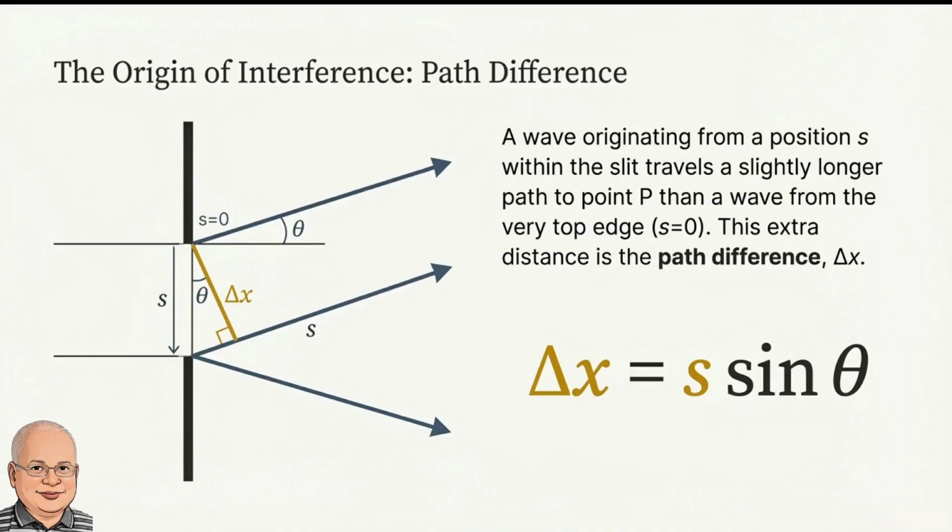Now, we know the origin of interference is the path difference. The wave originating from a position s within the slit will travel a slightly longer path to point P than the wave from the very top edge at s equal to 0. This extra distance is called the path difference delta x, and we already have seen why delta x is equal to s sin theta. So at s equal to 0, the second ray is from a distance s. The hypotenuse here is s and delta x is the path difference. Next.